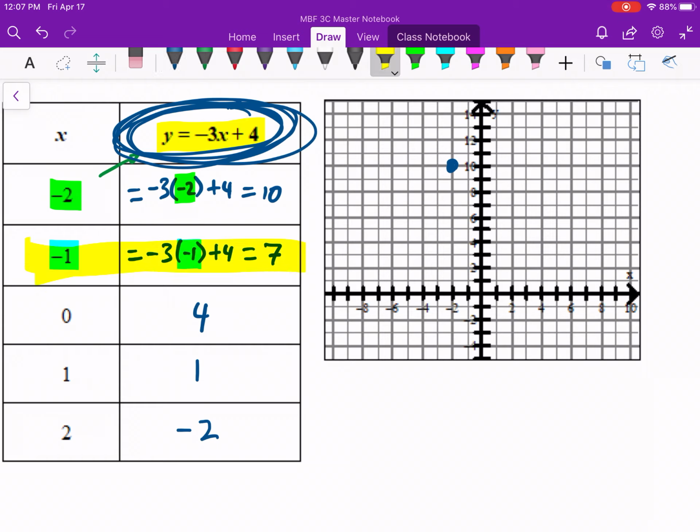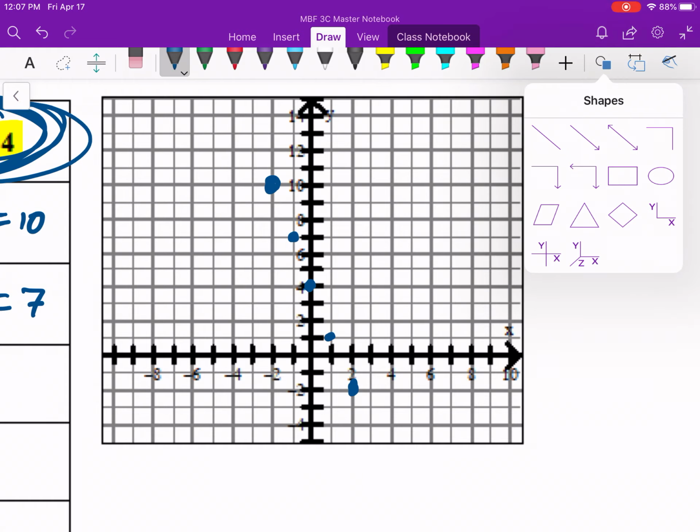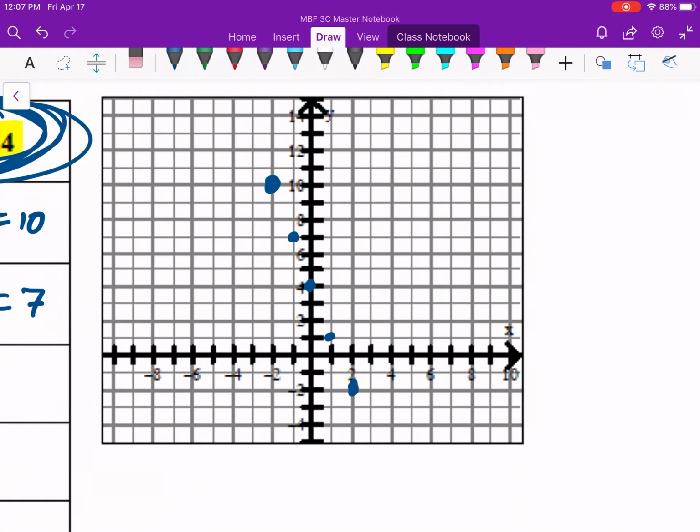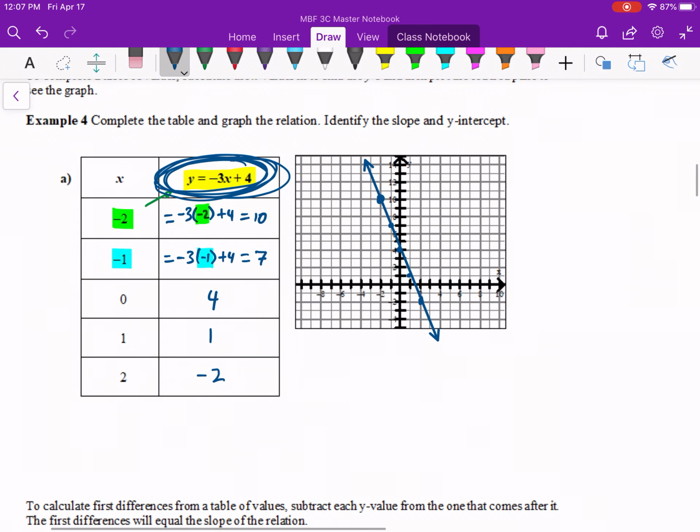Then I go to my next row. So this row here, -1, +7. And go to -1, up to +7, put another point. Then I go to the next row, 0, 4. Put a point at 0, 4. And I just keep doing my ordered pairs like that. 1, 1 would be the next one. 2, -2 would be the next one. And you can see I've got these points that all lie in a straight line in this case. I can draw my line through them. So it'd be something like this. So there's my graph.